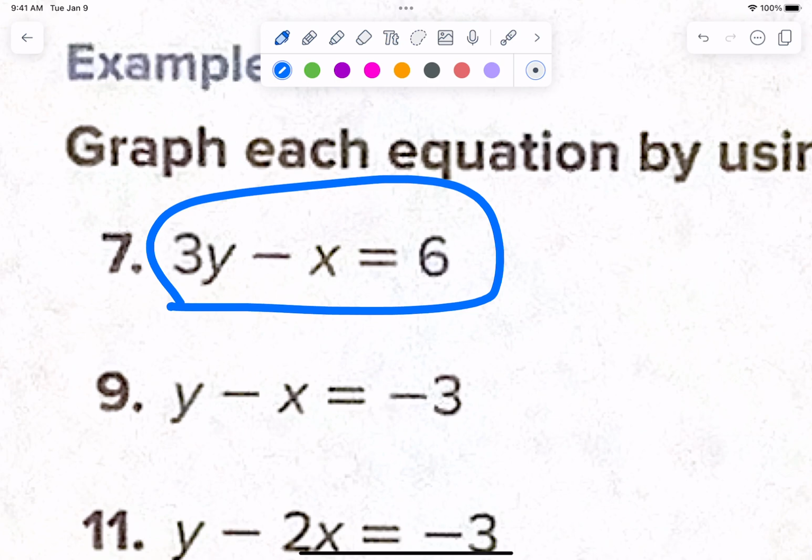Alright. The y-intercept is 2. But the x-intercept is negative 6, yeah. Okay. All right, this one.